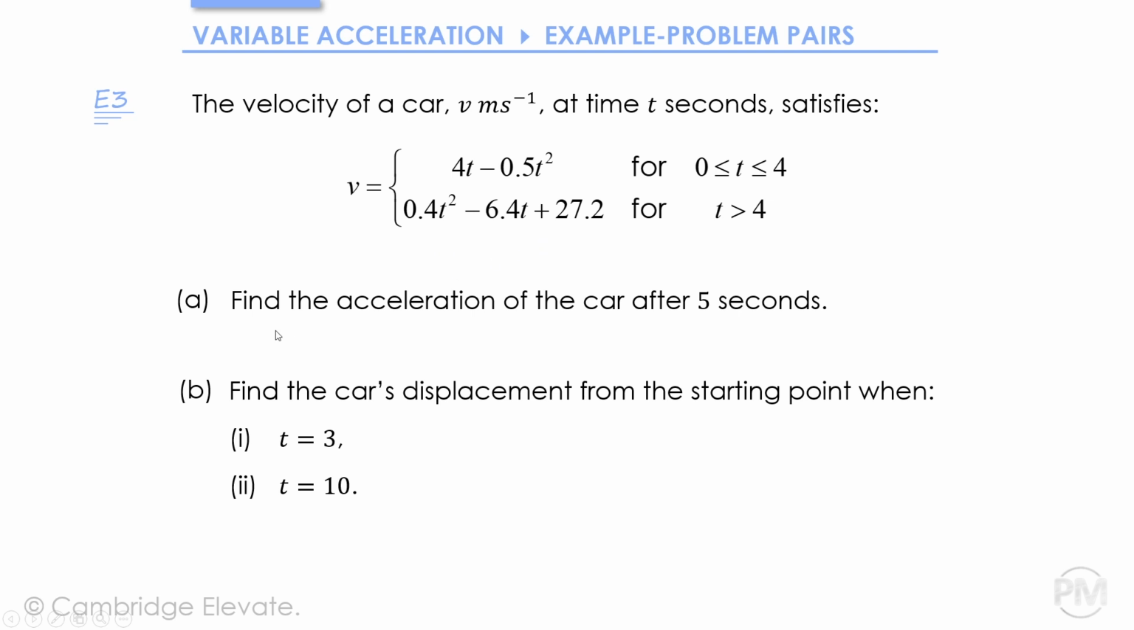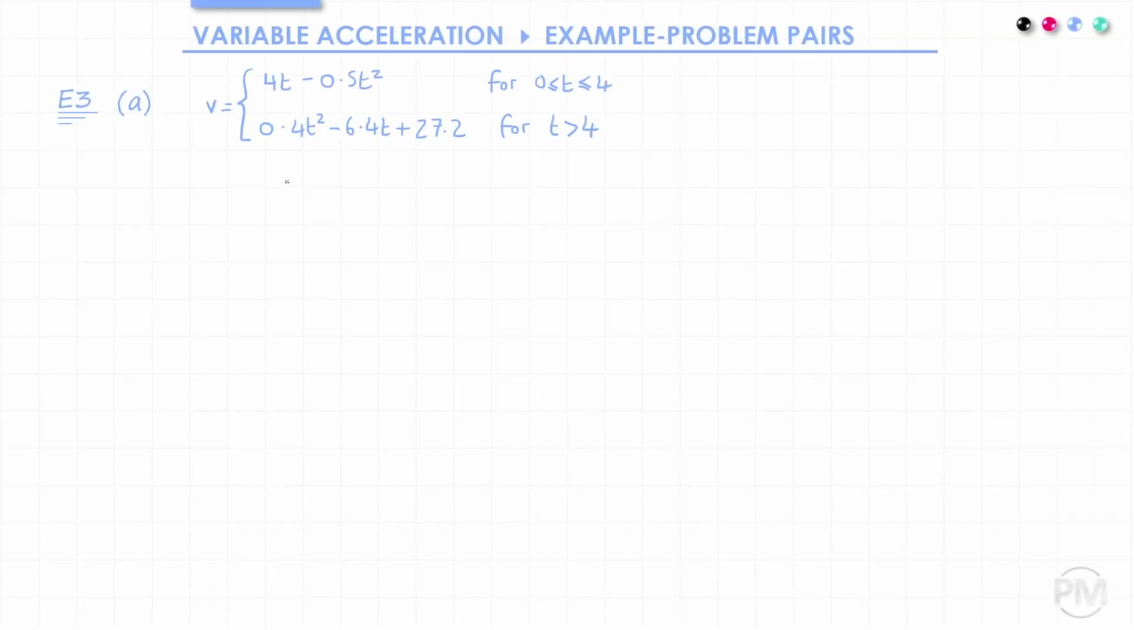So in part A, we're asked to find the acceleration of the car after 5 seconds. So a time of 5 seconds tells us we need to be using the bottom function here. So let's work out the acceleration then. To find acceleration, we do the derivative of velocity. As we're doing it at t equals 5, we use the bottom equation.